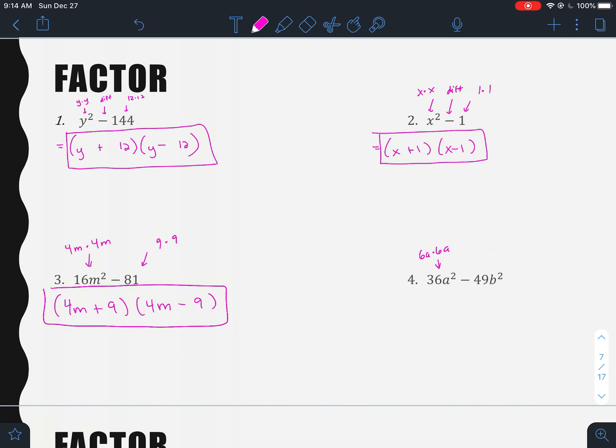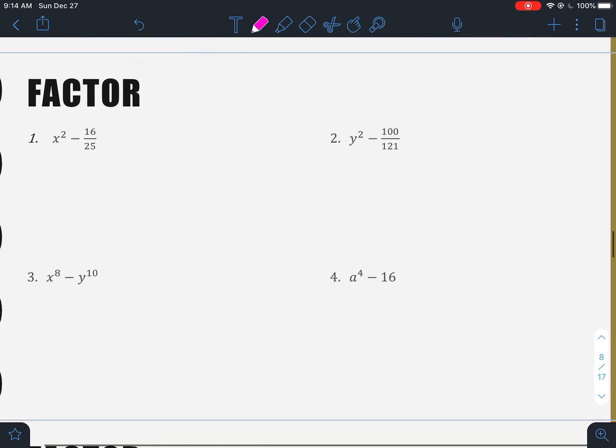36a squared minus 49b squared. 36a squared is 6a times 6a. 49b squared is 7b times 7b. And we're subtracting them, so it's a difference of two perfect squares. So we get 6a plus 7b times 6a minus 7b when you go to factor it.